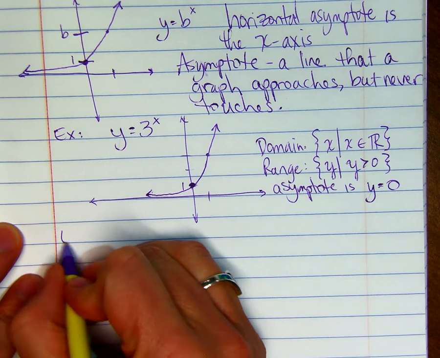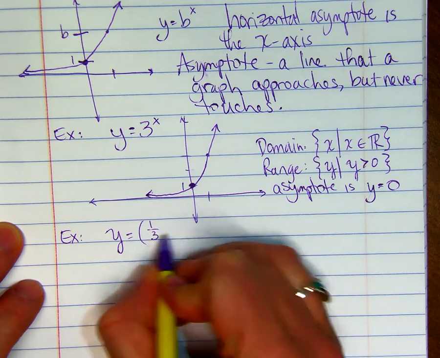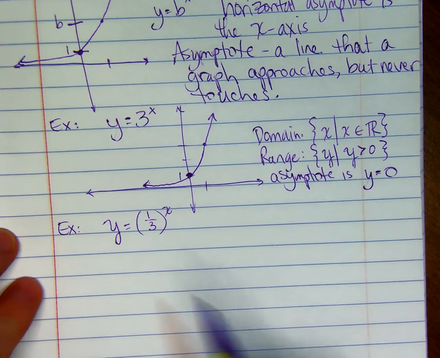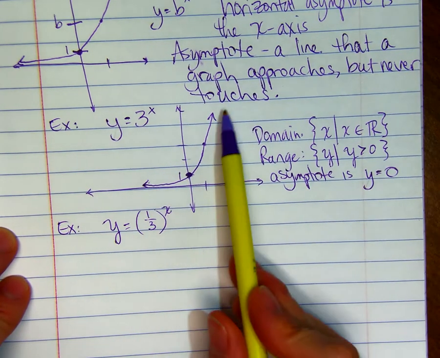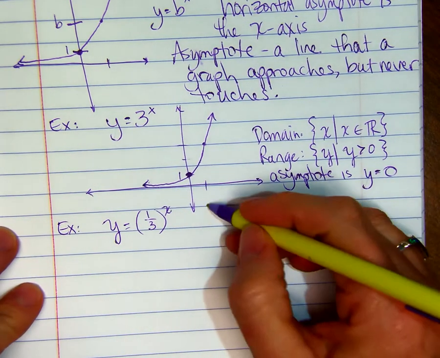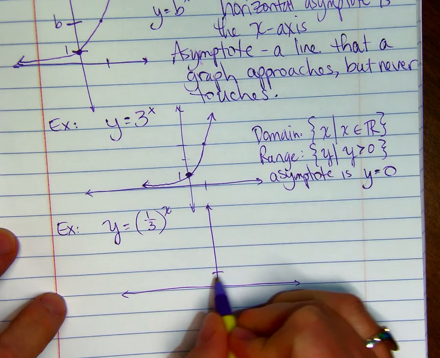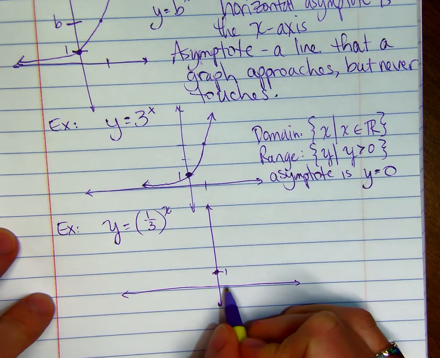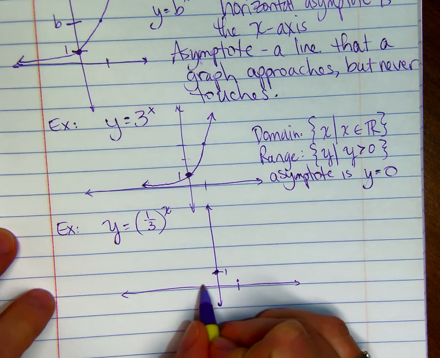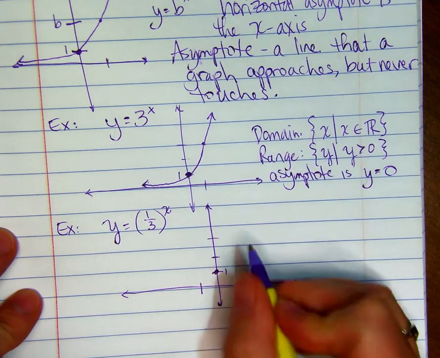Now, here's an example where we have b equal to a fraction, so y equals (1/3) to the x. This is just like y equals 3 to the x, but it's reflected in the y-axis. So when x is 0, y is still 1. But when x is 1, it's going to be at 1/3. And when x is -1, that's when you're going to get the 3. So it comes up here.